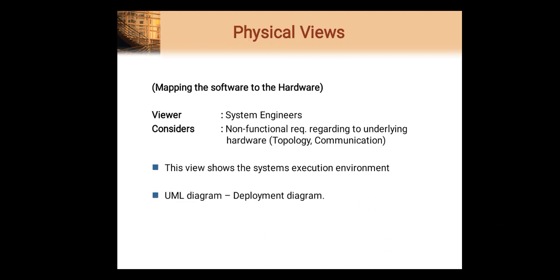The next view is the physical view. The physical view shows the system execution environment, how our system should be executed. And the viewer for this physical view, that means whose view this is, is nothing but the system engineer, who considers all the non-functional requirements regarding the underlying hardware, like the topology, which topology is used, and what the communication media are. All these things are considered by the system engineer for the physical view. The UML diagram used for representing this physical view is the deployment diagram.